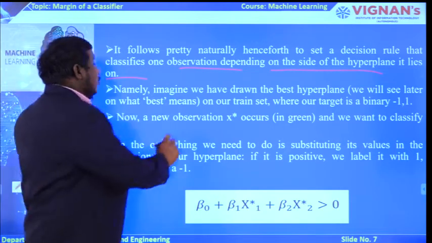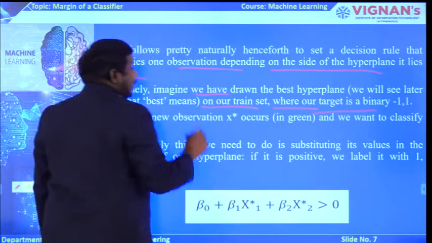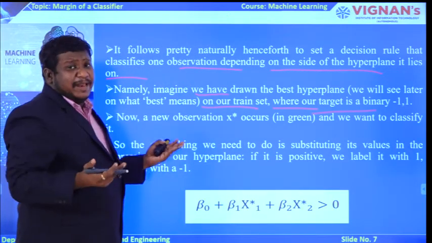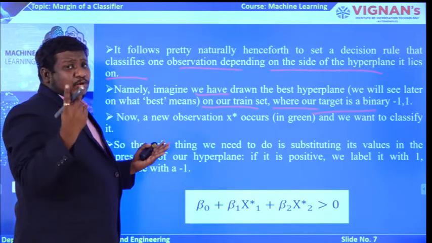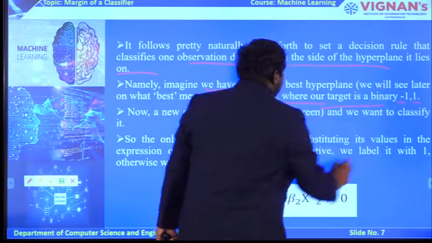Namely, imagine we have found the best hyperplane on our training set where our target is binary, that is -1 or 1. Actually, we know for our example it is binary. Bivariate model means we have two variables. So the values may lie between -1 and +1.